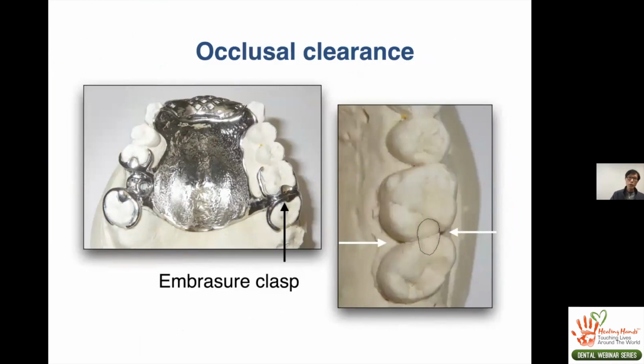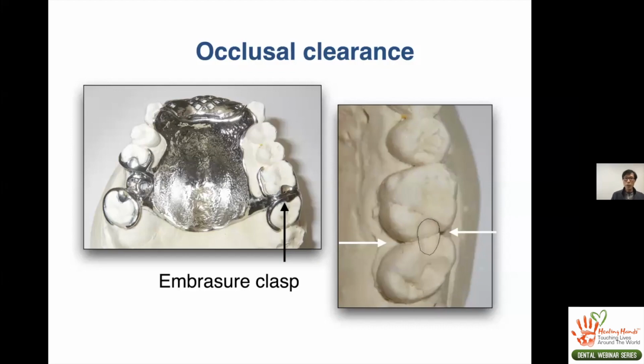And I'd like to share one mistake we made. This is one of our student cases, and you can appreciate anterior teeth missing in the maxilla, and also there's one posterior modification. So you can describe this as a Class III, modification 1 based on Kennedy classification. And then if you look at one side as indicated by the arrow, we basically designed an embrasure clasp.